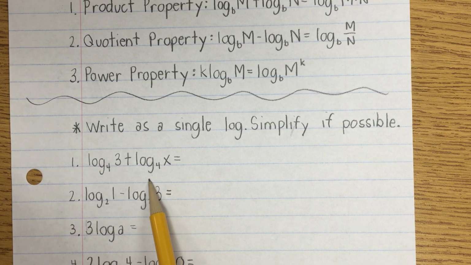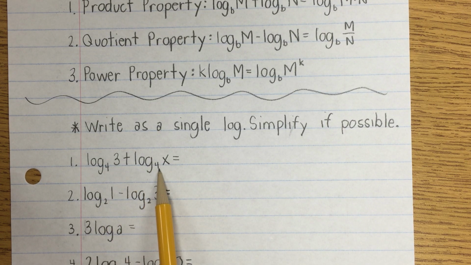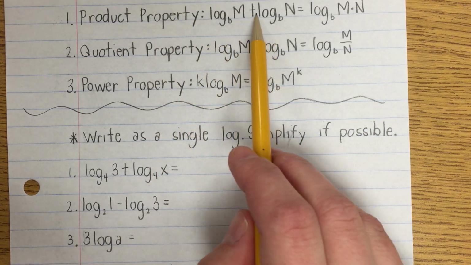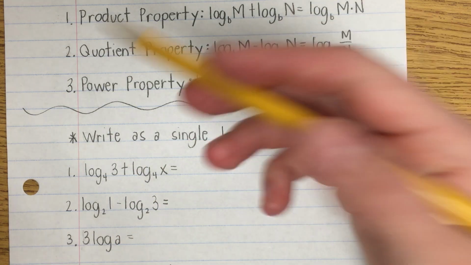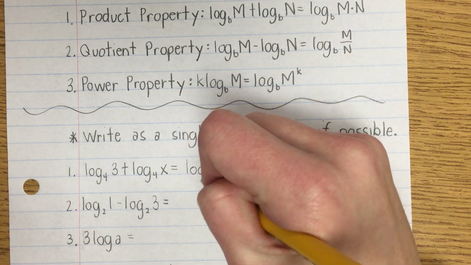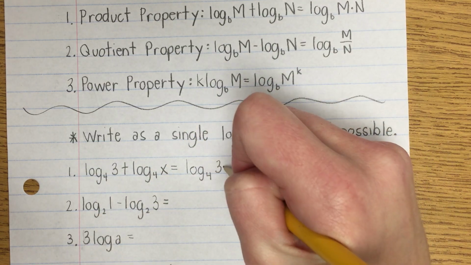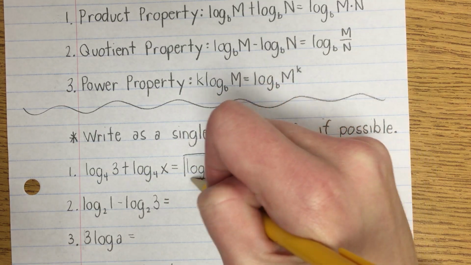So looking at example number 1, if I've got log base 4 of 3 plus log base 4 of x, our product property states that if we've got a plus sign in between two like bases, we can condense this to a single log base 4, and because of that plus, that means we're going to multiply 3 times x to be 3x.